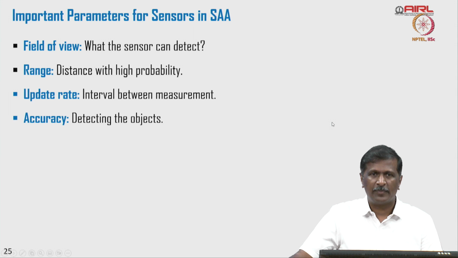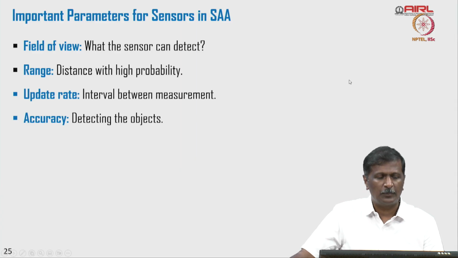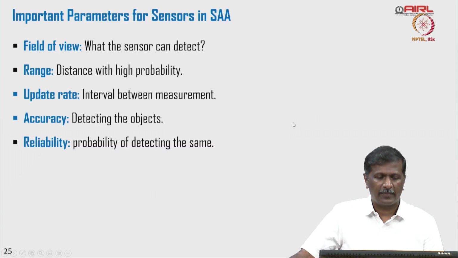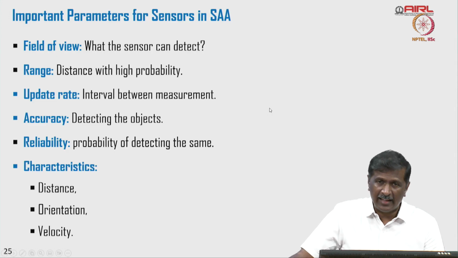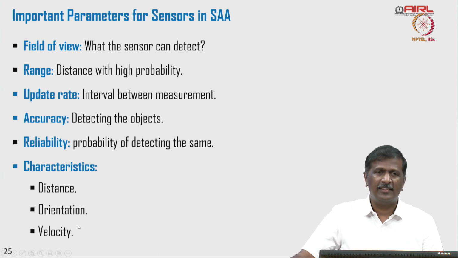right? Accuracy, how accurately you can detect the target from a given sensor. That again depends on the algorithm that you are implementing, right? Reliability, the probability of detecting the same target every time. That's very important, right? How reliable your sensor is. We discussed the accuracy versus reliability aspect when we talked about modeling and about different sensors in the early lecture, right? Then the characteristics of the intruder target: the distance, the orientation and the velocity. These are the things which are needed, right?